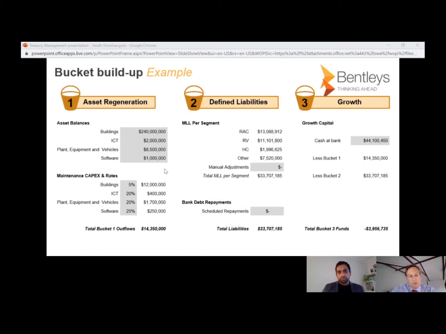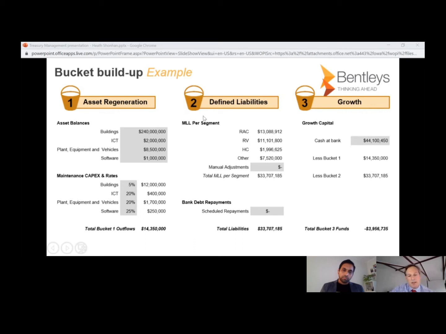Using this example, noting you can refine it as I mentioned, you end up with a bucket one annual requirement of $14.35 million. So that's how much bucket number one is saying is required to regenerate the assets every year.